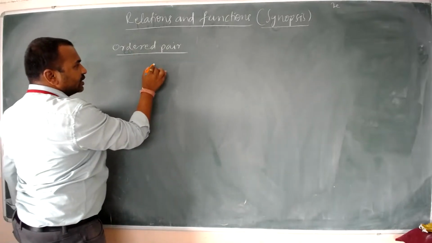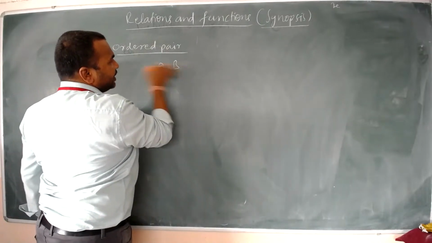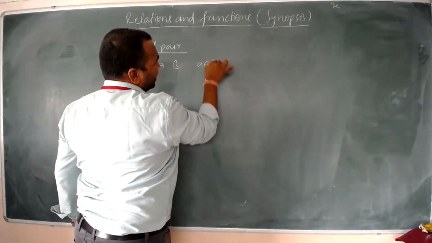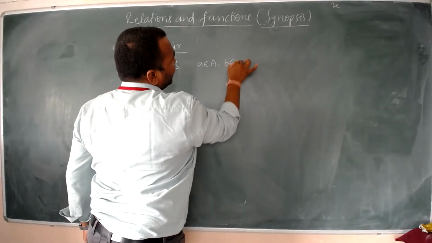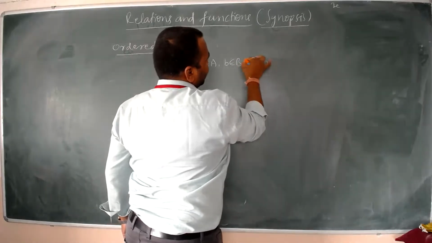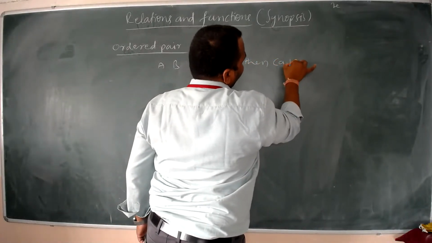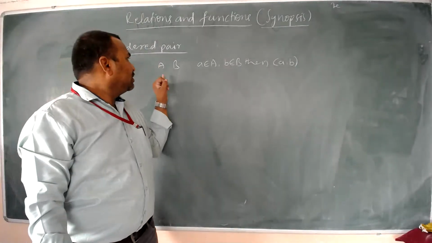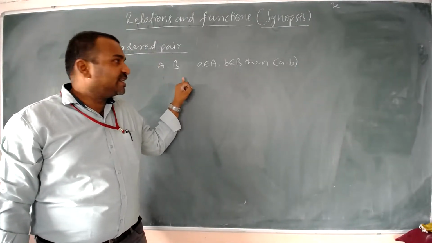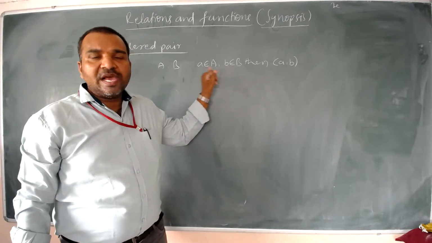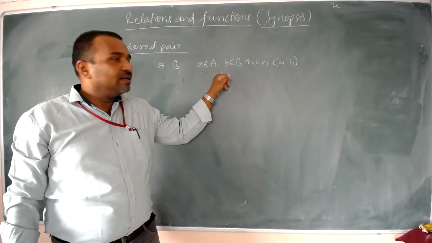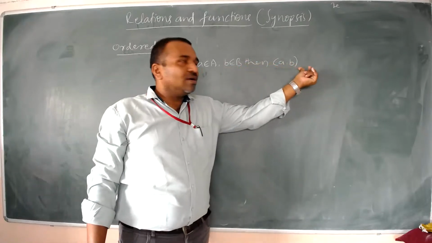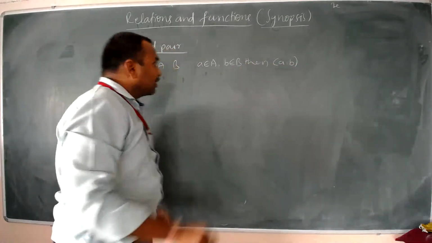Ordered pair. Capital A, capital B are any two sets. If a belongs to A, b belongs to B, then (a, b) is called an ordered pair. This is an ordered pair. Capital A, B are any two sets, element a belongs to capital A, and element b belongs to capital B. Then this is called an ordered pair.